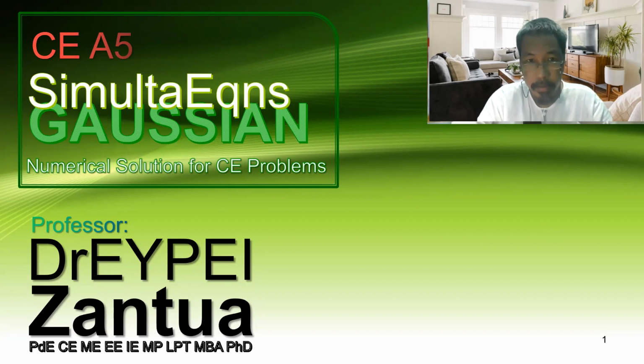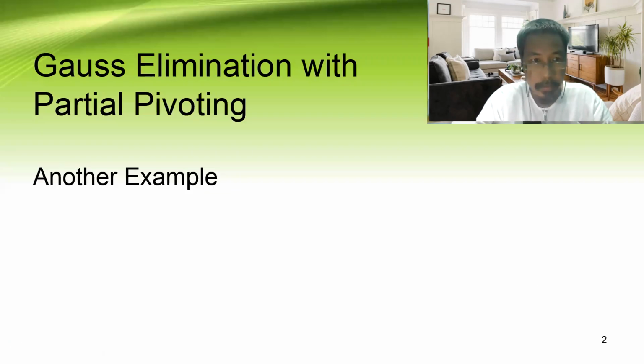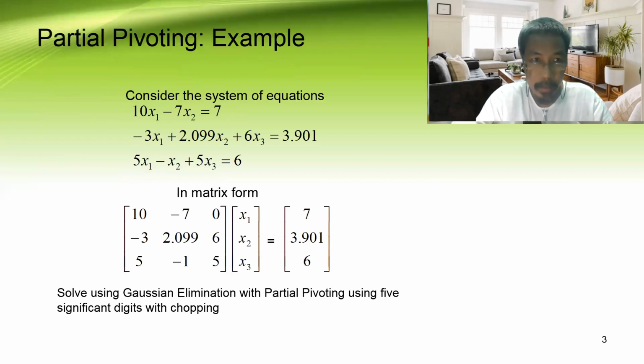In this video, let us continue with Chapter 4 of our topic about simultaneous equations. Numerical solution is Gaussian elimination with partial pivoting. So let us again have an example. We have already had 2 examples for Gaussian elimination, and we have another one with partial pivoting, and these are the given simultaneous equations.